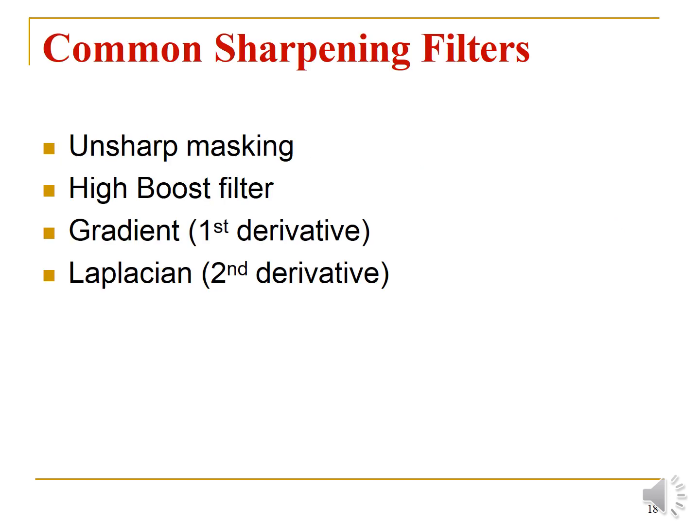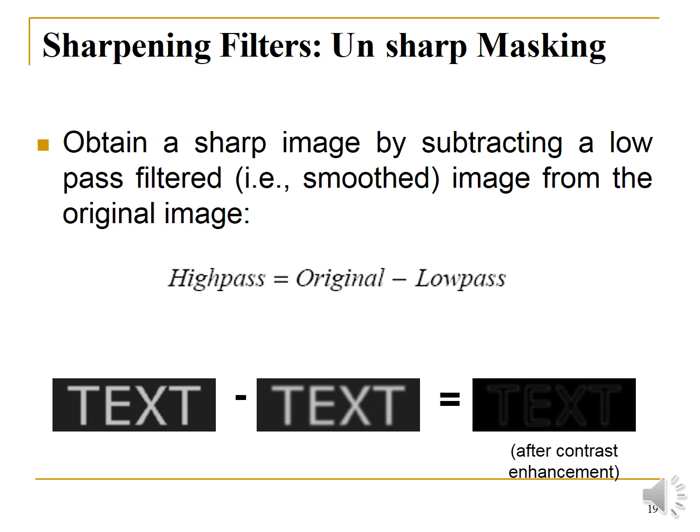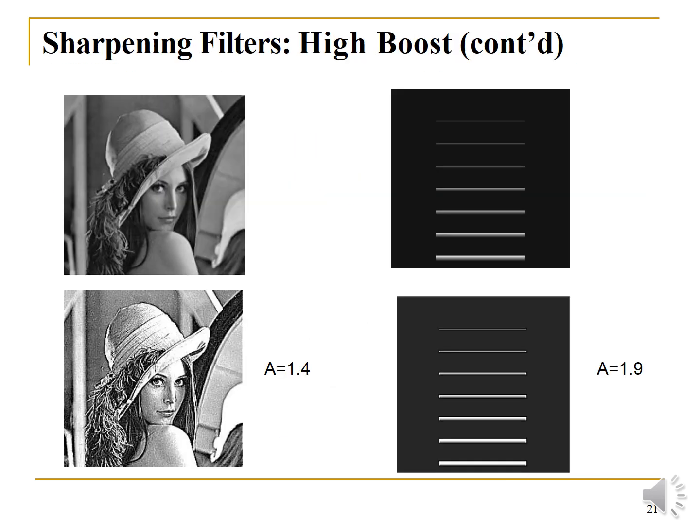Okay, so here are some common sharpening filters. They are unsharp masking, high boost filter, gradient first derivative and second derivative. In sharpening filters, unsharp masking obtains a sharp image by subtracting a low pass filter, that is the smoothened image, from the original image. So in the example you can see that high pass equals original minus low pass. Original minus low pass is obtained to get the image after contrast enhancement.